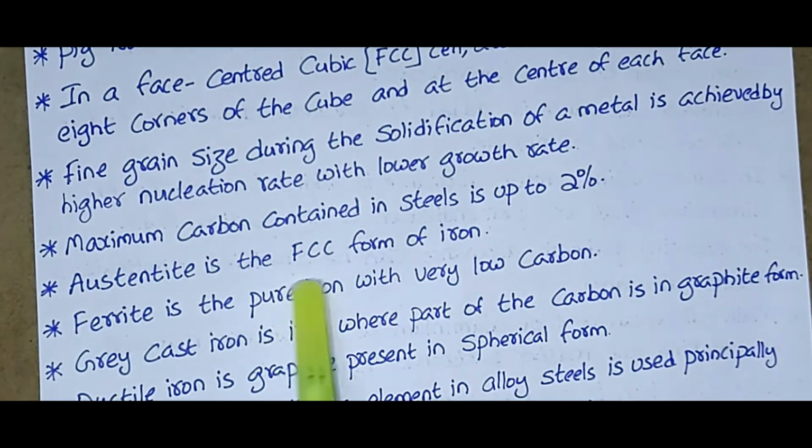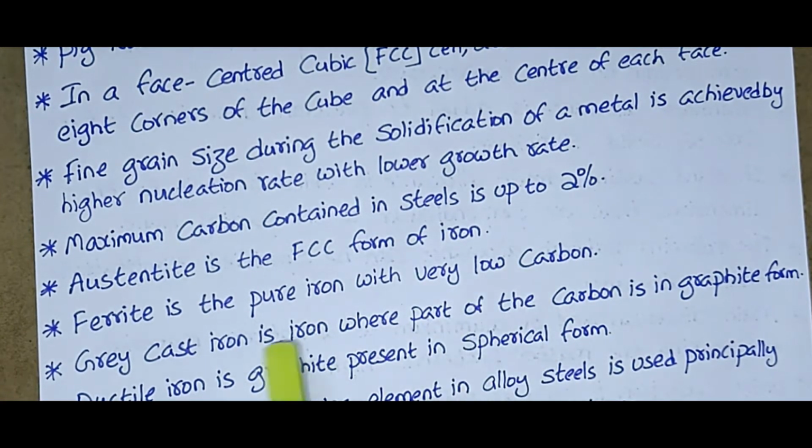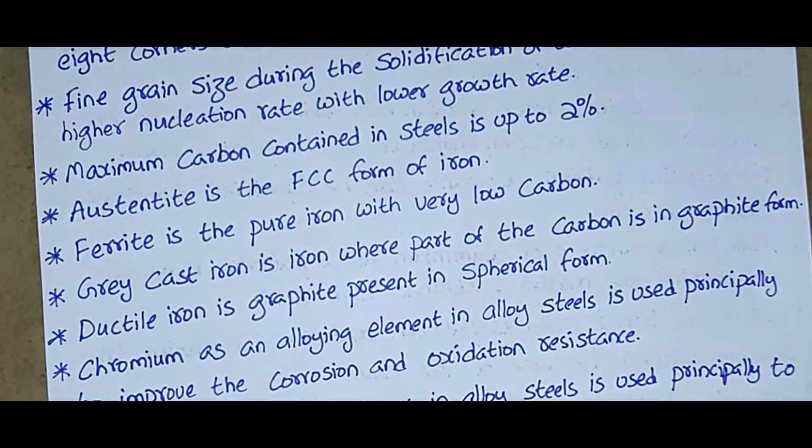Austenite is the FCC form of iron. Ferrite is the pure iron with very low carbon. Grey cast iron is iron where part of the carbon is in graphite form. Ductile iron has graphite present in spherical form.